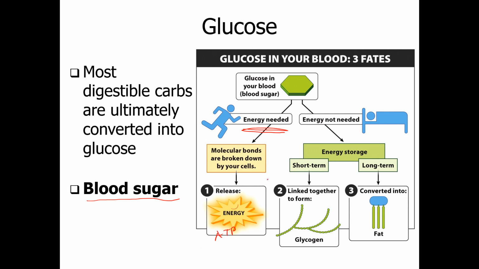However, if it's not all being used, or we're taking in more than we need, first it's going to be stored in our bodies as glycogen. Glycogen is stored primarily in our livers, but also to a lesser degree in our muscle. And once that gets filled up, then for long-term storage, our body starts making fat.